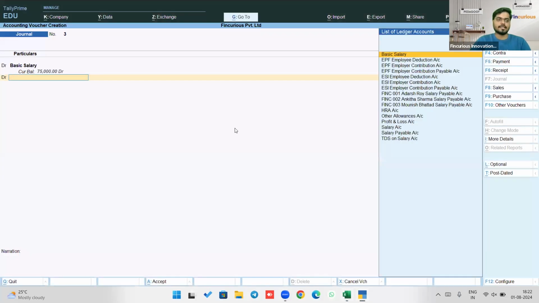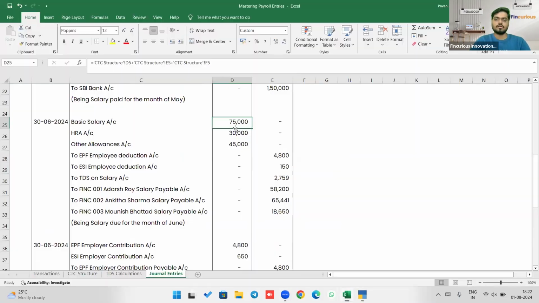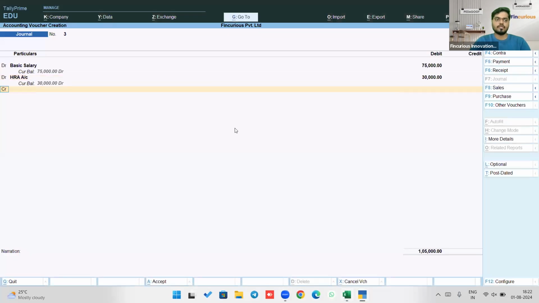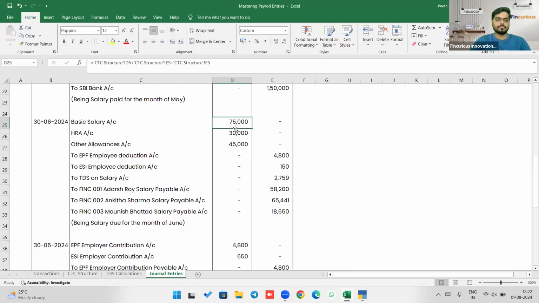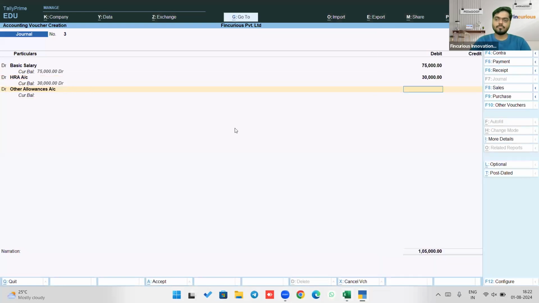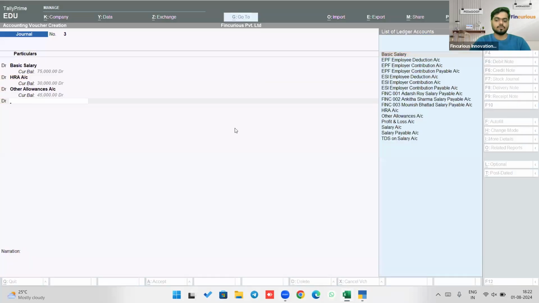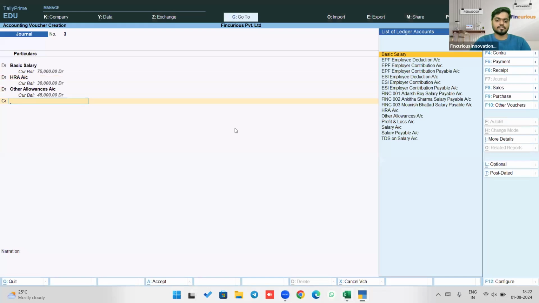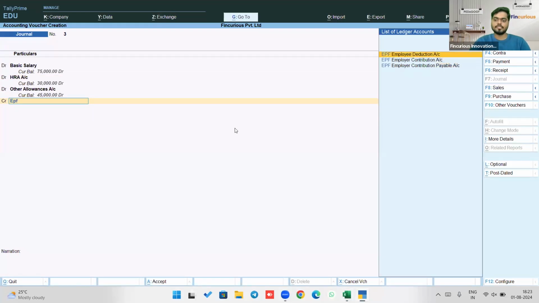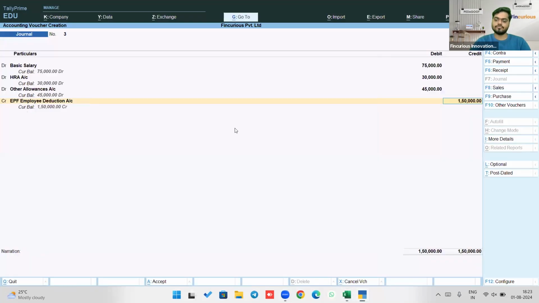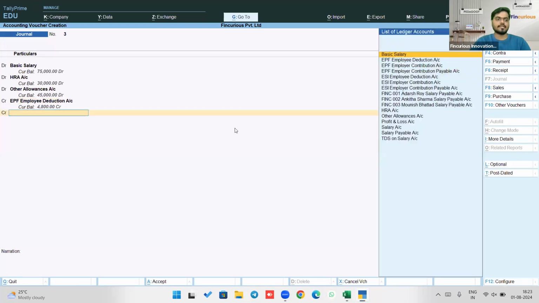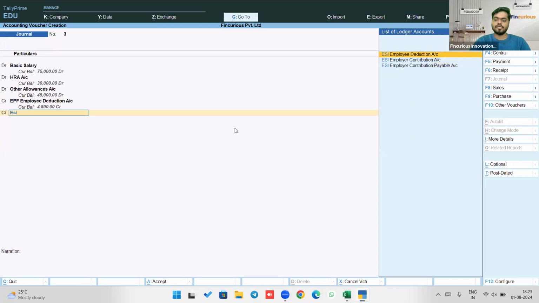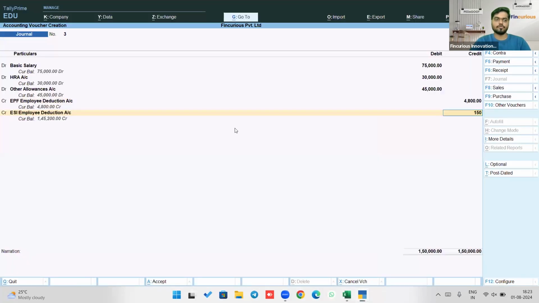Then debit again, HRA account, how much? It is 30,000. Then debit again, other allowances. How much? 45,000. Then credit EPF employee deduction. How much? It is 4,800. Then again credit ESI employee deduction, that is 150 rupees.